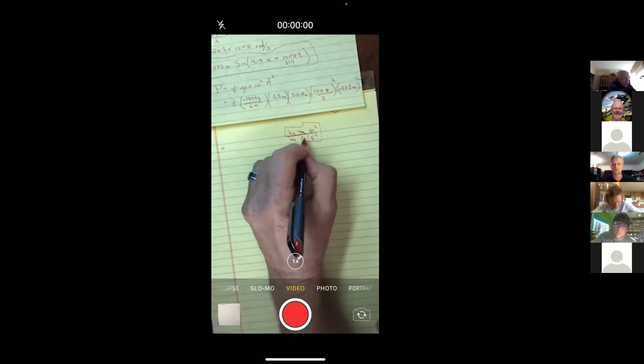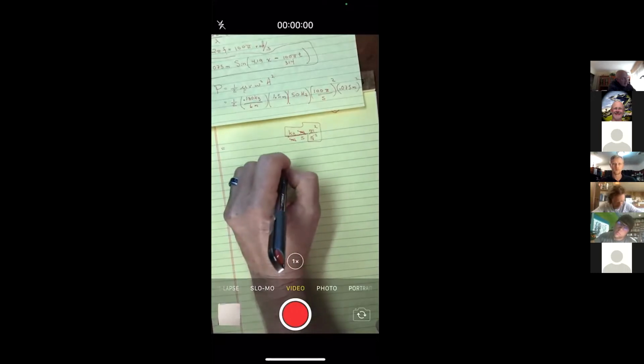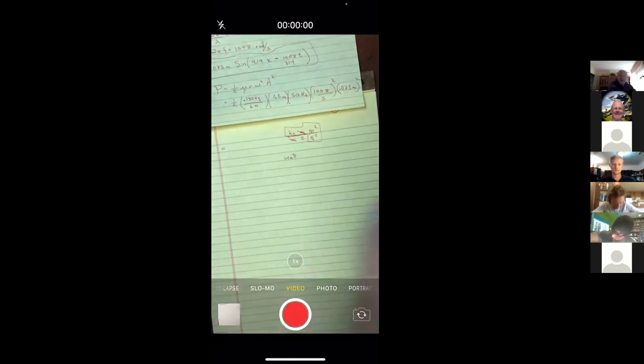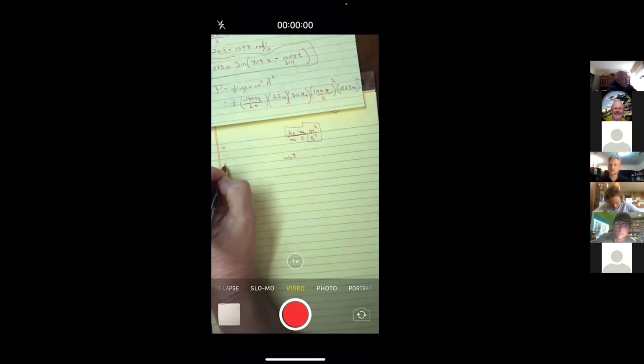And a joule per second is a watt. And that's perfect. We're looking for the flow of energy. Energy per second. Joules per second. Watt. All right. So the units work out great.